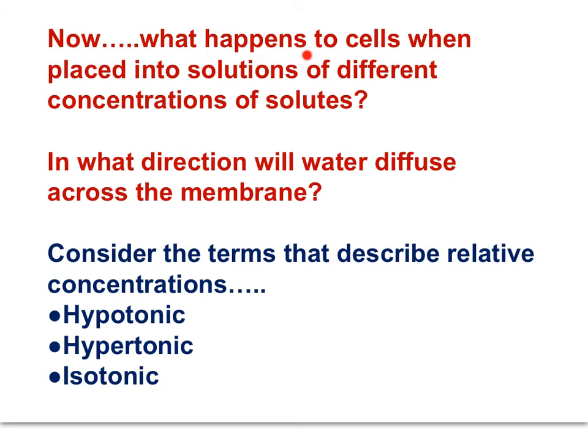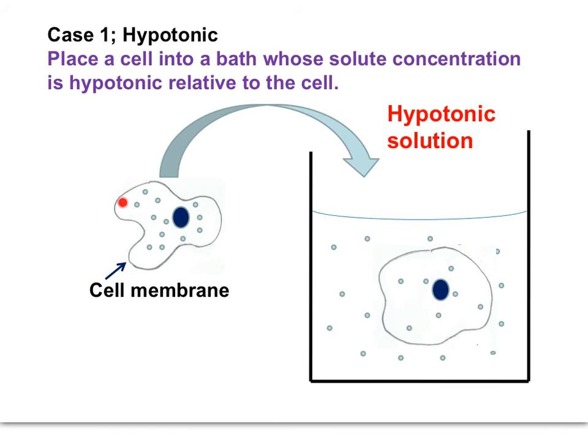Now, what happens to cells when placed into solutions of different concentrations of solutes? In what direction will water diffuse across the membrane? Consider the terms that describe the relative concentrations, hypotonic, hypertonic, and isotonic, which means that the concentrations of the solute are the same. Case 1, a cell is placed into a hypotonic solution. The cell has a higher solute concentration than the beaker. The cell is hypertonic relative to the solution in the beaker.